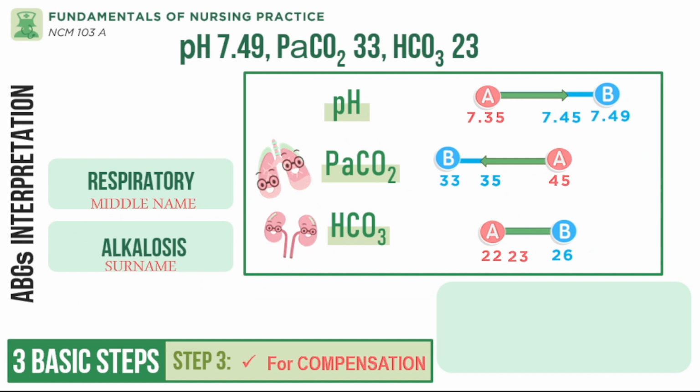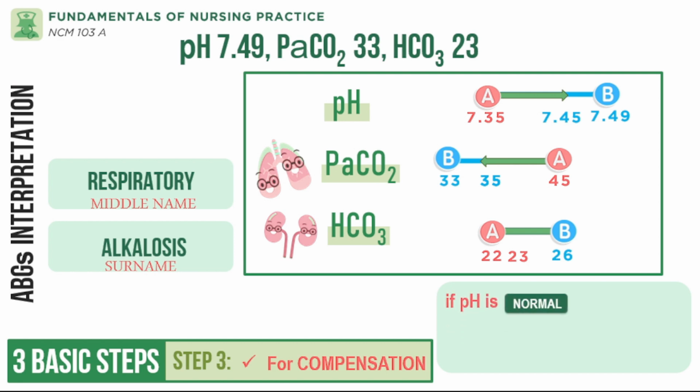Step number 3. Let us take a look at our compensation. Let us check for the amount of compensation that we have given the values 7.49, 33, and 23. Okay, so let's look for compensation. Now, there are different parameters to check if there is compensation.